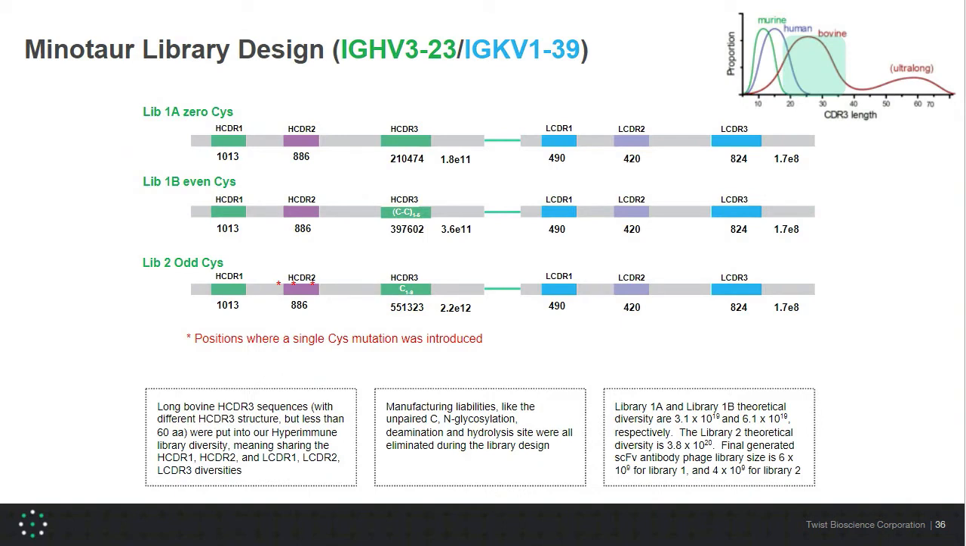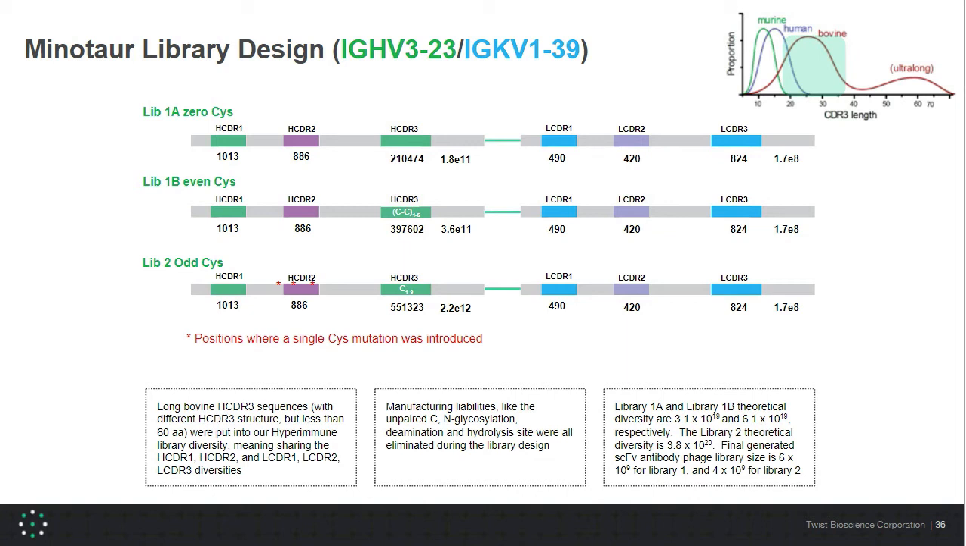Then finally, I'll end with the Minotaur library. Again, it starts with taking advantage of diversity derived from cow antibodies. And as you may know, I'm showing here on this upper top right, cow antibodies have these very long heavy chain CDR3 sequences, and they actually bin into kind of two different lengths. One is kind of long sequences that have on an average of about 25 to 30 amino acids in length. And then there's also examples of ultra long heavy chain CDR3s, which have lengths upwards of even 16 amino acids.